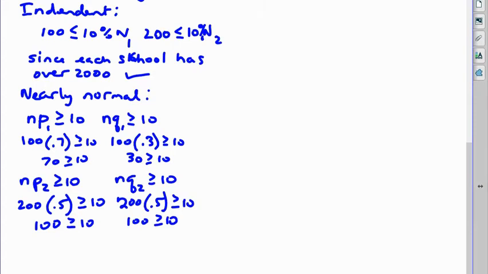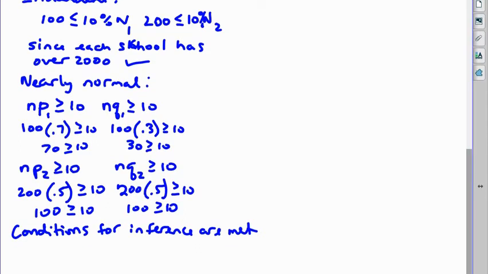Okay, so that's meeting the conditions for inference, Matt. So let's write that. Conditions for inference are met. So make sure you say what you're going to do. And let's see, this is asking us to do an interval. Okay, they're asking us to do an interval.